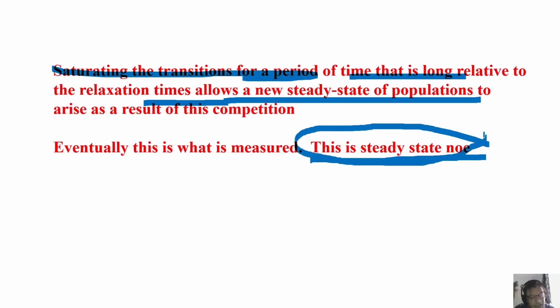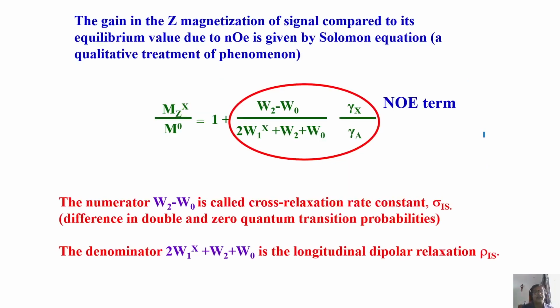As I said, we have transient NOE, driven NOE, various things. Then there is rotating frame NOE, that's called ROESY. We don't have time to discuss all those things, but this is enough to understand steady state NOE for you.